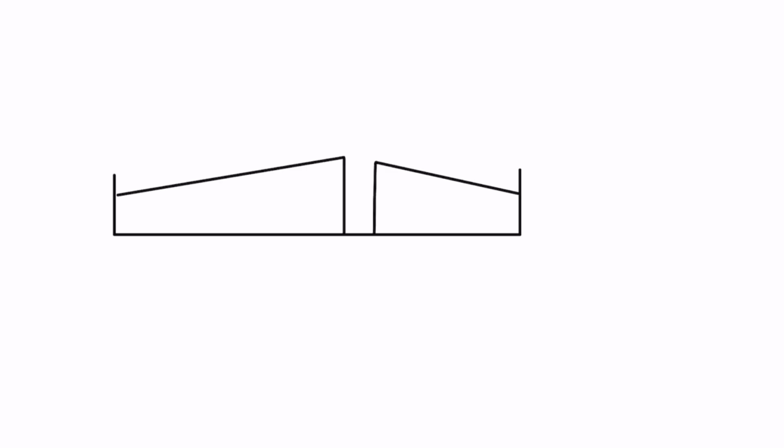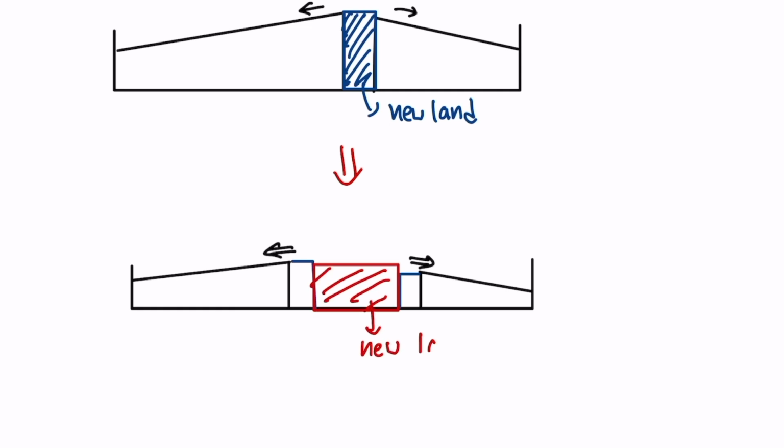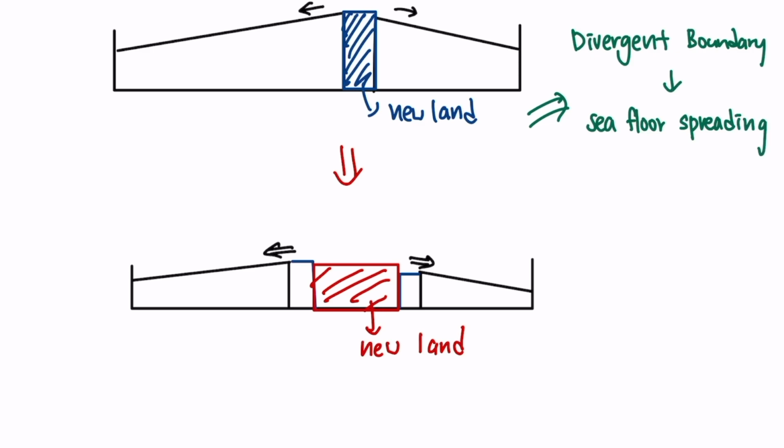Seafloor spreading is also a result of divergent plate boundary, which is caused by convection, since divergent boundaries are formed by plates moving apart. The magnetic field striping will also support the theory of seafloor spreading.